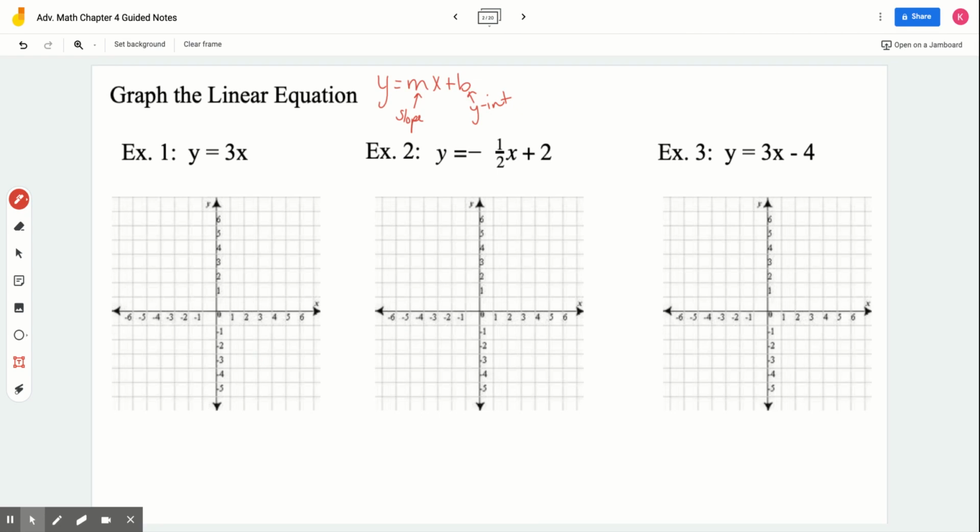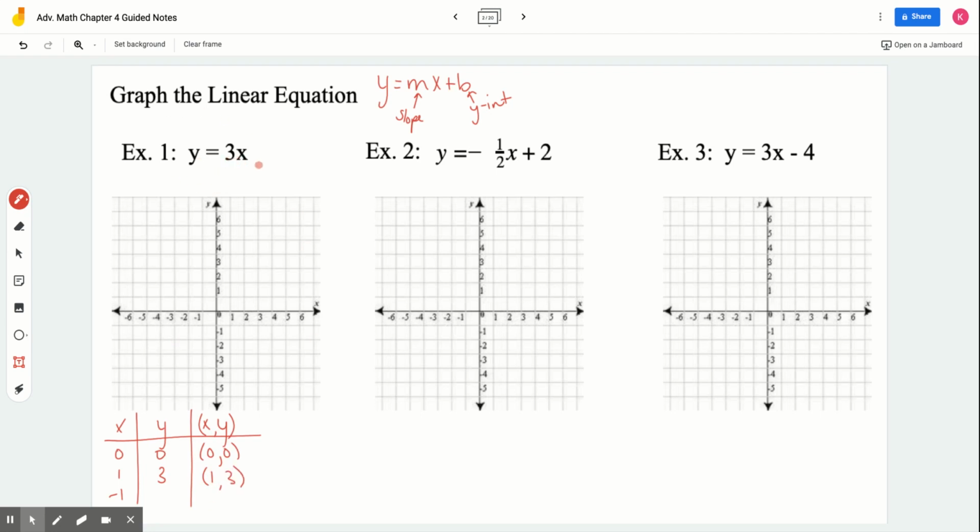So for the first one, we're going to make a table. So x, y, and then your coordinate or your ordered pair. I recommend often to use 0, 1, and -1 because you need 3 points. When I plug in 0 for x, y equals 3 times 0, which is 0. So the first point would be (0, 0). Now for 1, if I plug in 1 for x, y equals 3 times 1, which is 3. So my point would be (1, 3).